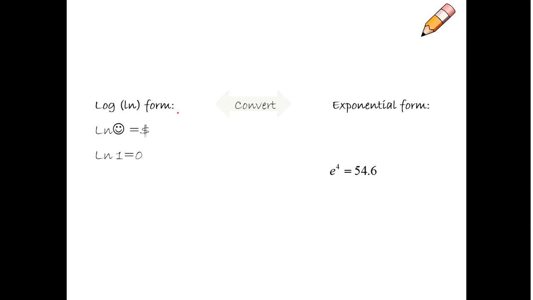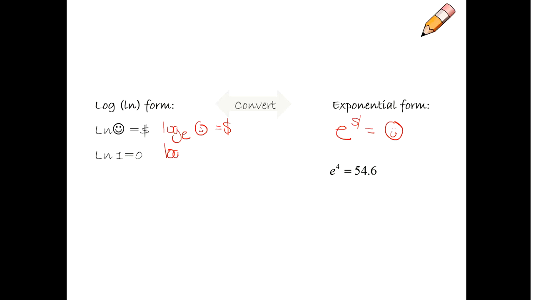So I've got ln of a smiley face equals a dollar sign. It's kind of hard to see the base on this ln, so what I like to do is rewrite it as log base e, because ln and log base e are exactly the same thing. It's just that one looks fancier than the other. Now, I can convert to exponential form. Then it would be e to the dollar sign equals smiley face. That's exponential form.